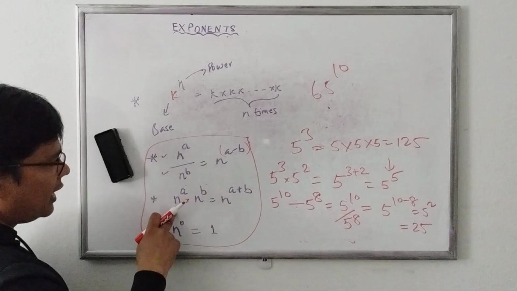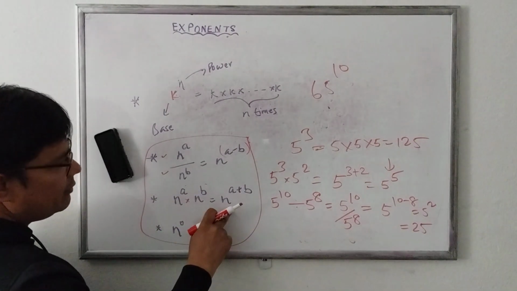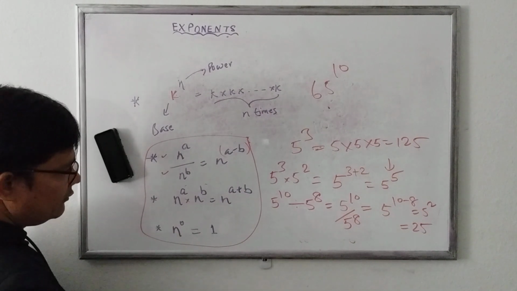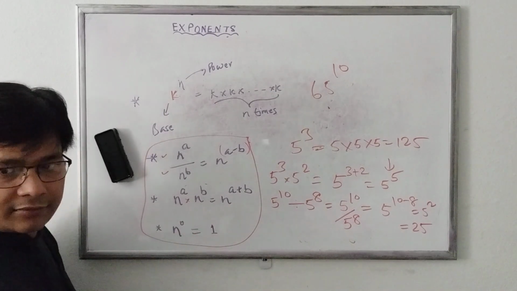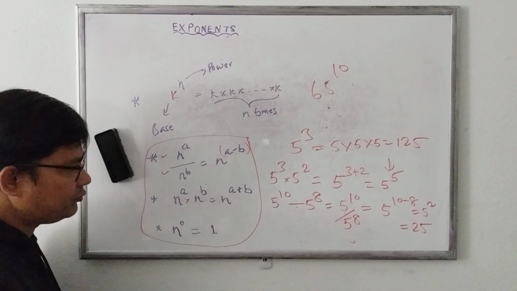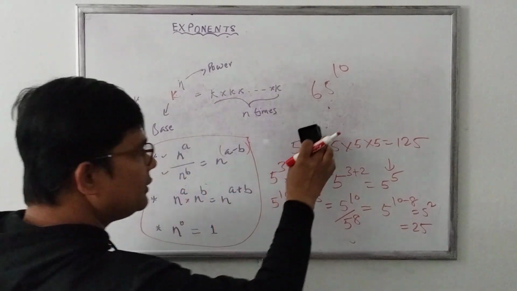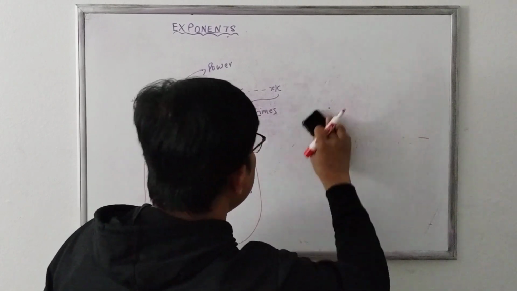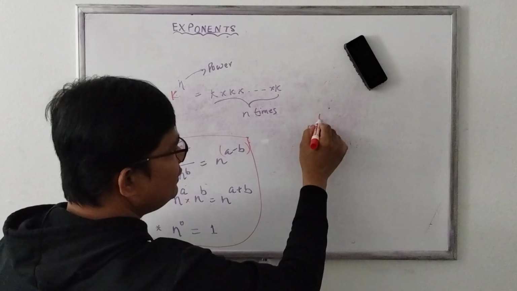And next one is if you have n power a times n power b, which will be n power a plus b. And this is a special case when you have power 0: any number power 0 will be 1. Okay, there is an exception for this one. Let's try this thing. Can you tell me the exception? Here is the exception: 0 power 0.